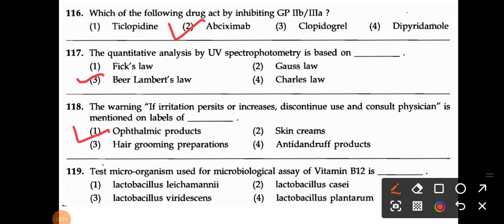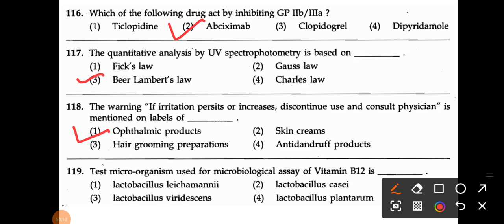Next one, the test microorganism used for microbiological assay of vitamin B12. That topic is very important from the microbiology point of view: assay of antibiotics and assay of vitamins. Please go through it. Definitely they ask which microorganism is used for assay of antibiotics or assay of vitamins, and the sterilization topic. These topics are very, very important in microbiology. They have strictly mentioned in your syllabus assay of antibiotics and vitamins.